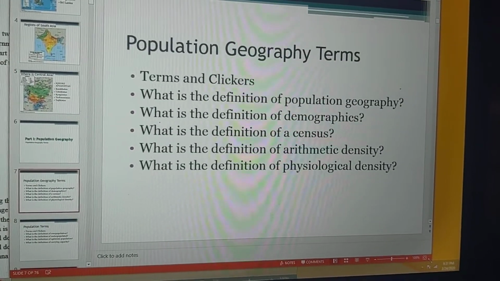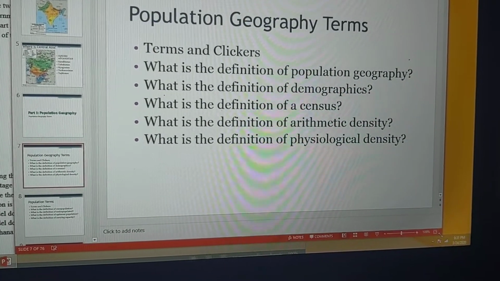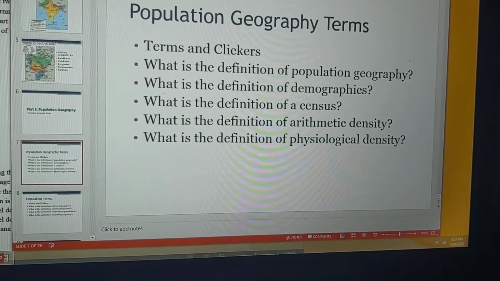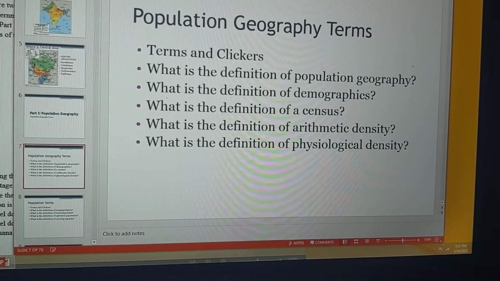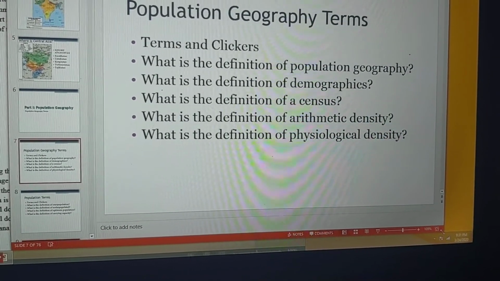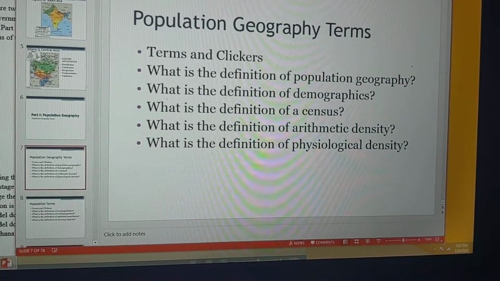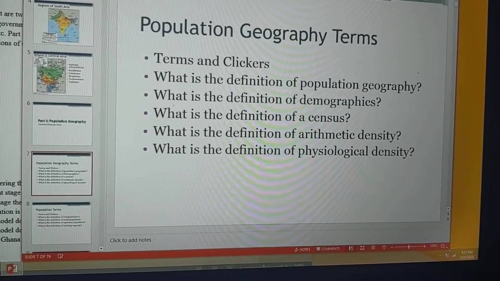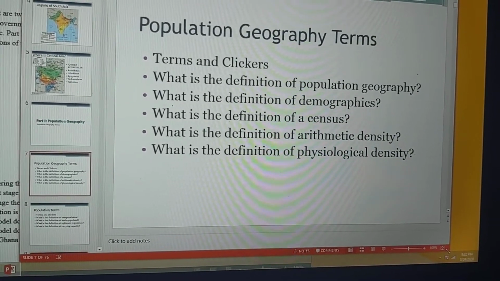So let's go over a couple of terms here: population geography, demographics, census, arithmetic density, physiological density. Population geography is simply a sub-branch of the subject that looks at where people live. What are statistics of people? What is used to measure why people live there? It goes more in depth than just where humans live and how they interact with the Earth's surface, but also why they live there, and different theories of why they live there.